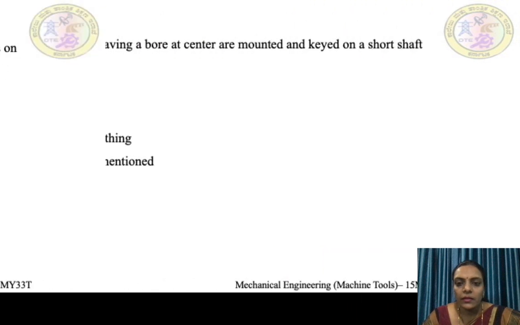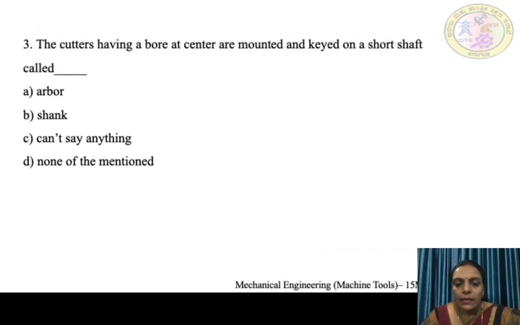Then the third question: the cutters having a bore at the center are mounted and keyed on a short shaft called dash. On which shaft are cutters usually mounted? A short shaft called an arbor. The options are arbor, shank, can't say anything, none of the mentioned. The answer is arbor. Arbor is one of the famous types of milling cutter holder.